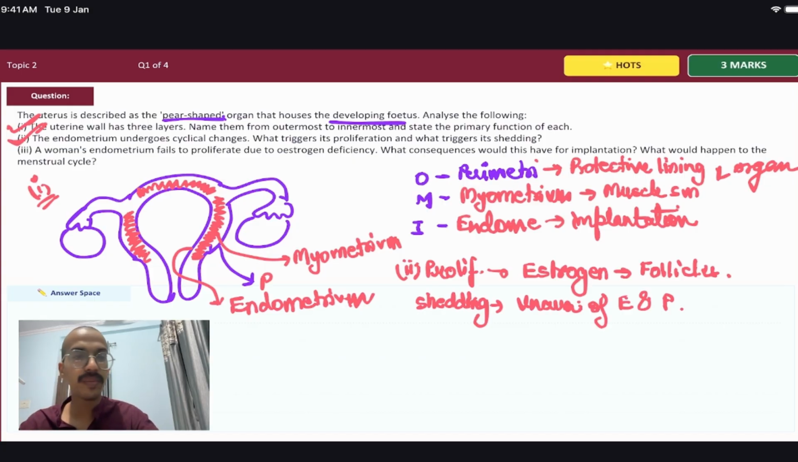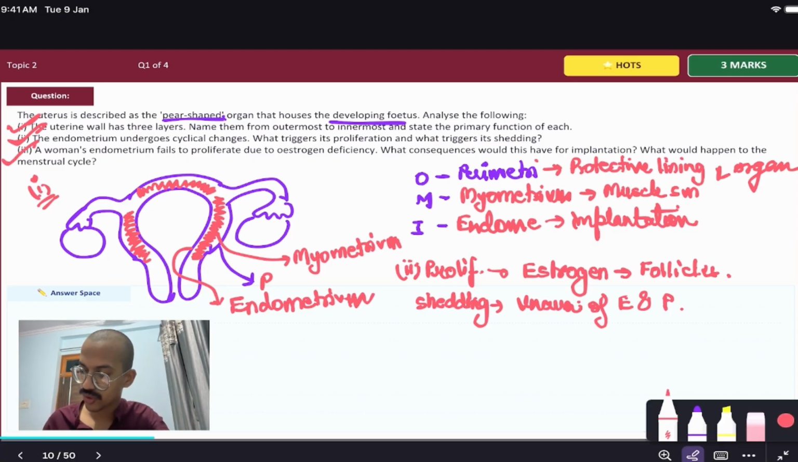A woman's endometrium fails to proliferate due to estrogen deficiency. Okay. What consequences would this have for implantation? They can't implant if there is no proliferation, no endometrium present. Implantation can't occur. What would happen to the menstrual cycle? So if there is no proliferation, means there won't be any menses or there won't be any bleeding that will take place because there is no endometrium present itself. Okay, I hope this thing is understood to you.